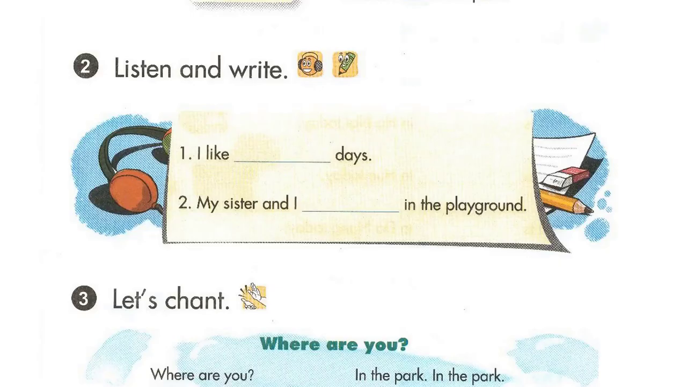Page 62. Lesson 3. Activity 2. Listen and write. 1. I like rainy days. 2. My sister and I skate in the playground.